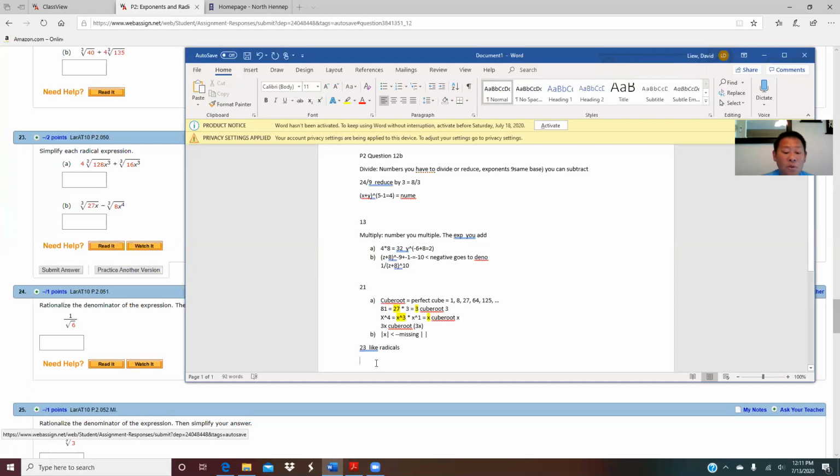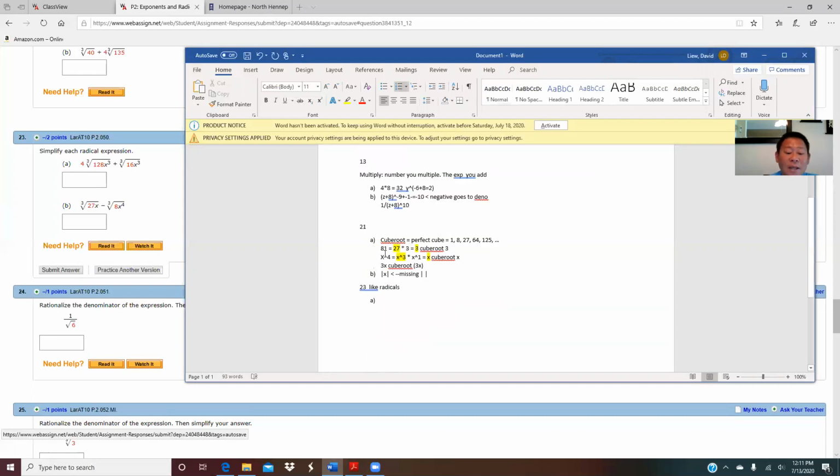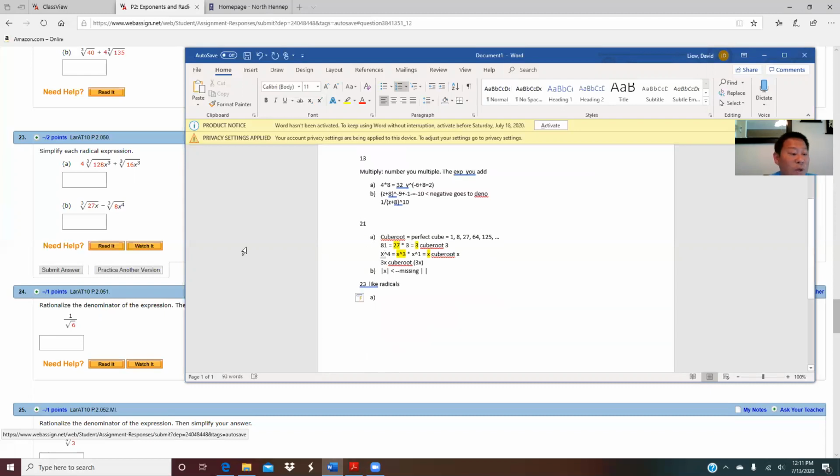So what you do in this case for question 23 is you have to do it individually. So 4 cube root of 128x cubed.